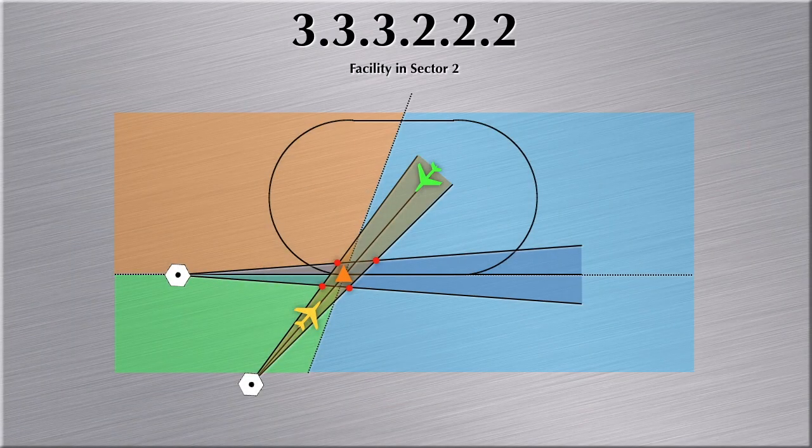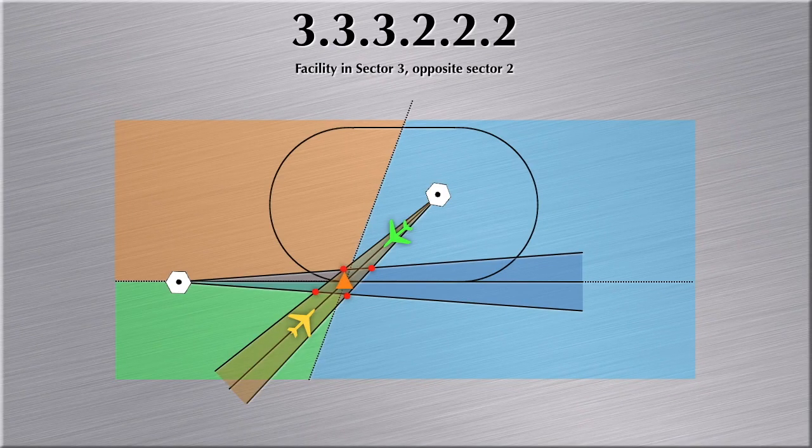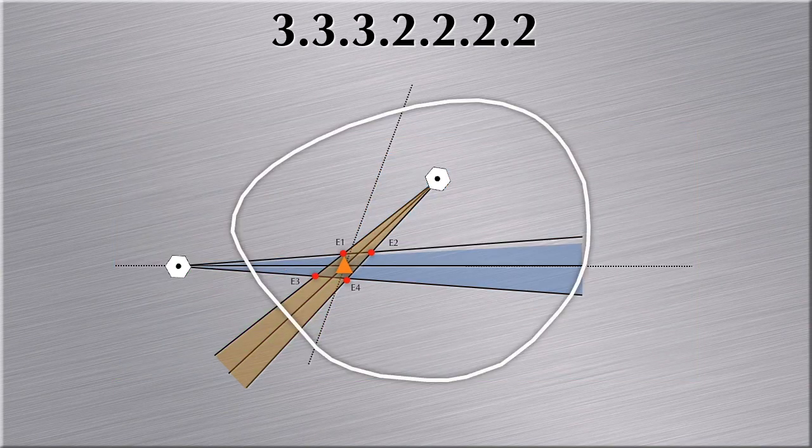If the intersecting facility is in Sector 2 or in the part of Sector 3 opposite Sector 2, the yellow aircraft will fly an offset entry and the green aircraft a direct. Such direct entry needs some additional protection. So we take template point A again, align the template with the entry radial and draw the red curve from E3 and E4. This results in the additional protected area indicated in cyan color.